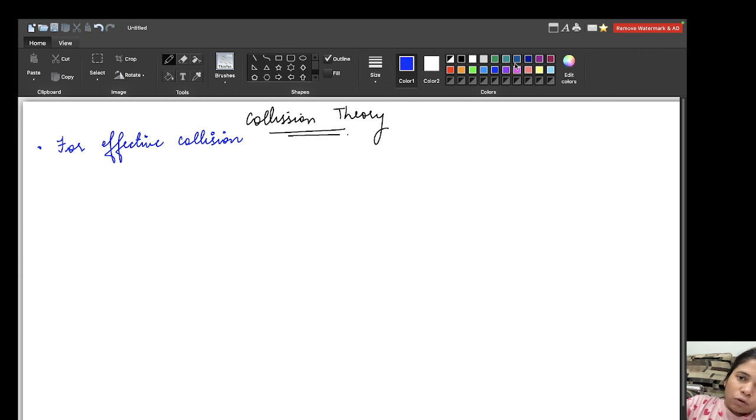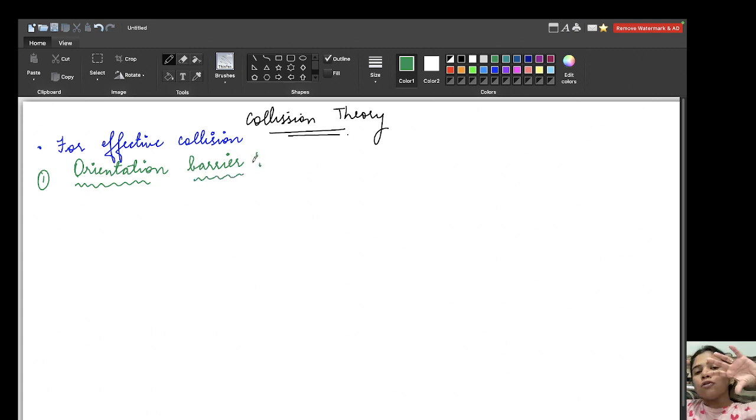For effective collision, the first thing which matters is your orientation barrier. What does the orientation barrier tell you? Molecules should be properly oriented so that they can collide with each other. And what is the proper orientation here? Head-on orientation. If some molecule is like this, it cannot collide easily, right? It cannot collide properly and give you the product.